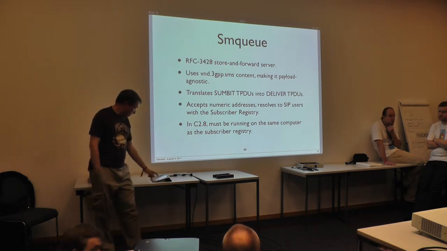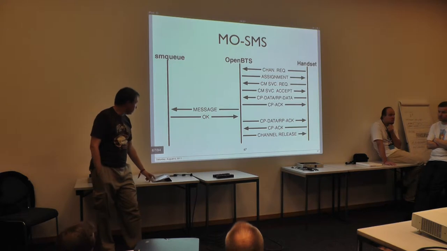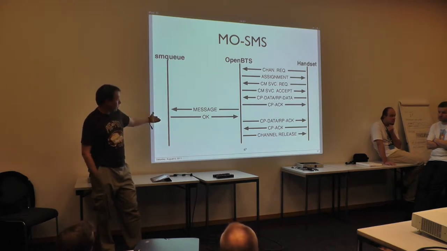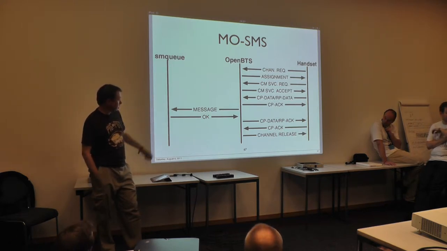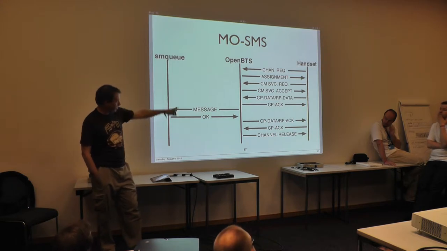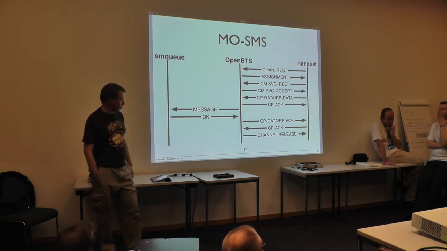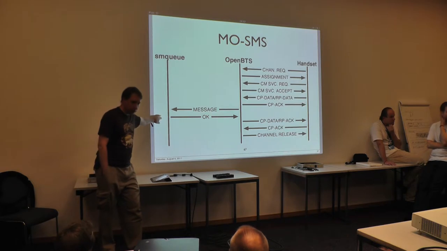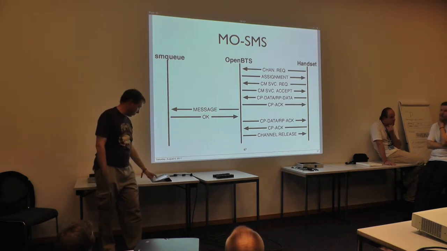And that's about that on text messaging. So this is what mobile-originated text message transfer looks like. A whole bunch of channel setup and handshake and acknowledgement over on the ISDN side, and just this simple bang, bang on the SIP side.